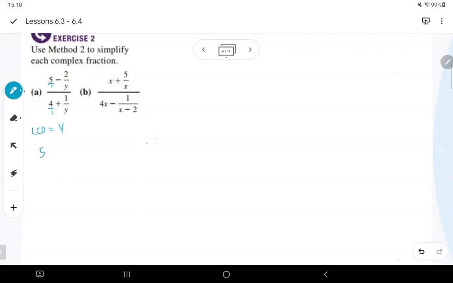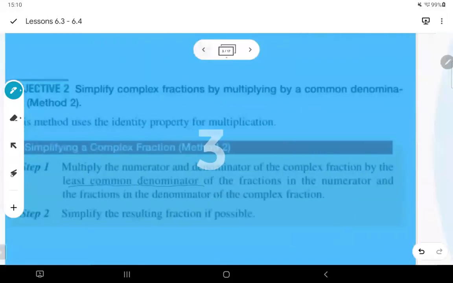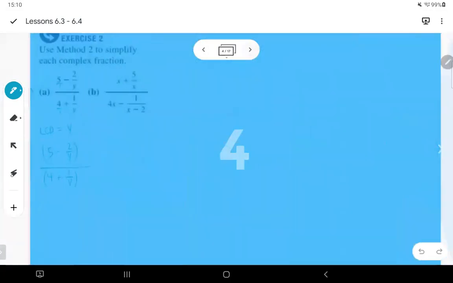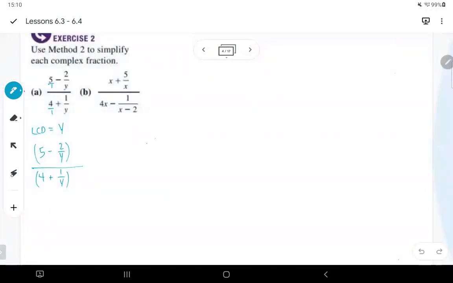So again, the way you do it this time is you're going to multiply. See, that's what it says here: multiply the numerator and denominator of the complex fraction by the least common denominator of the fractions in the numerator and the fractions in the denominator, and then simplify if possible. So we're going to multiply the top and bottom by the LCD, which is y. So we'll have to distribute.